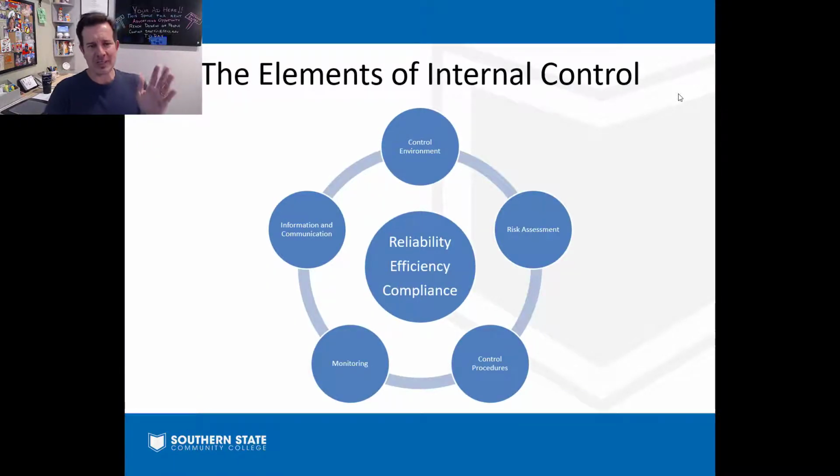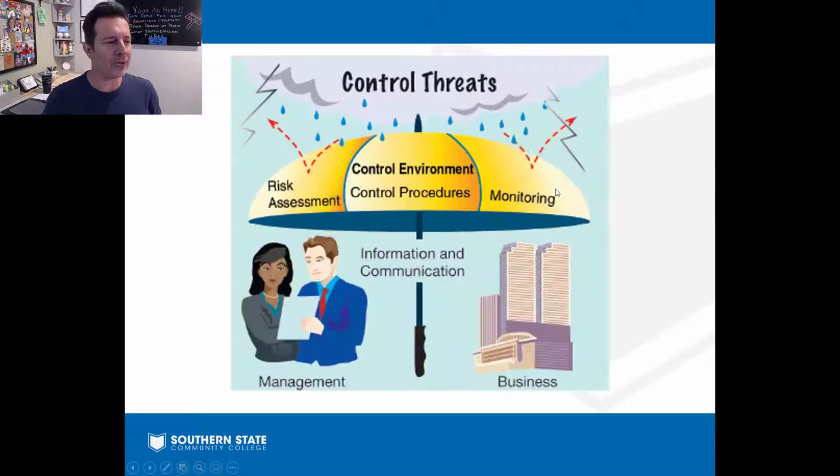There are 5 elements to an internal control system, and we're going to go through each one of them. There's a control environment. We do a risk assessment. There are the actual control procedures, the policies and procedures that we've implemented. And then there's a monitoring element and an info and communication element. Those 5 elements make up our internal control system. And again, our internal controls are designed to reasonably assure reliability, efficiency, and compliance. And that's kind of what's in the middle there. So let's break them down one by one.